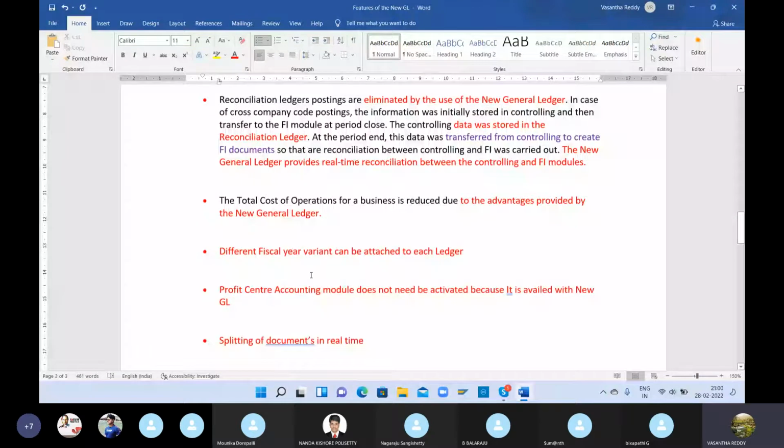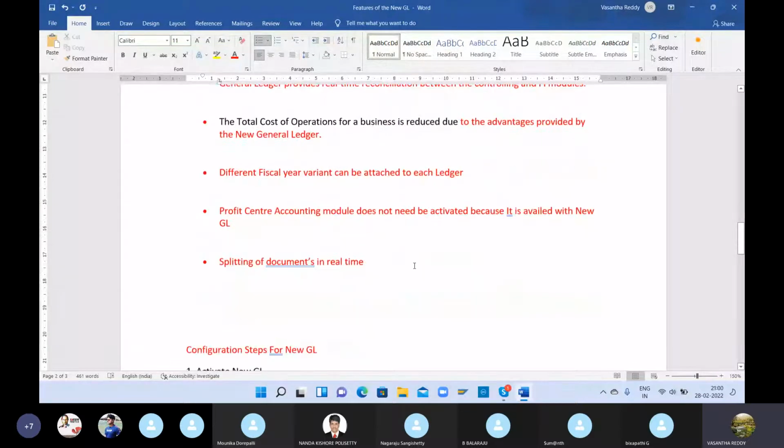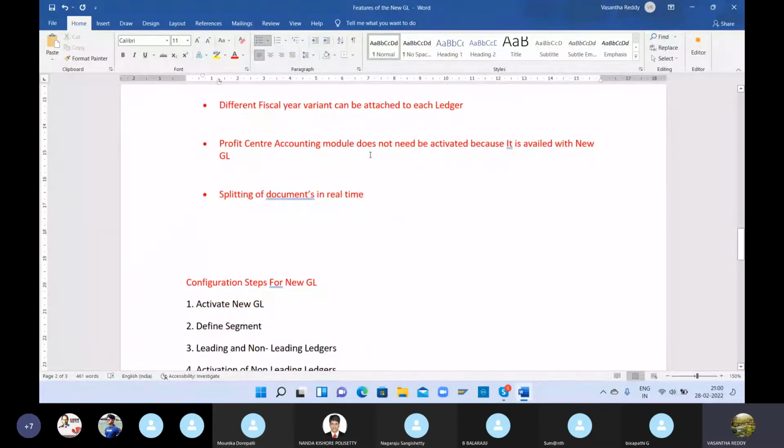A different fiscal year variant can be attached to each ledger. In this new GL ledger, we can allow a fiscal year variant to be attached to each general ledger. After that, the profit center accounting module does not need to be activated because it is availed with new GL. Splitting of documents is real time. In the new GL concept, splitting will be available in the real-time process.